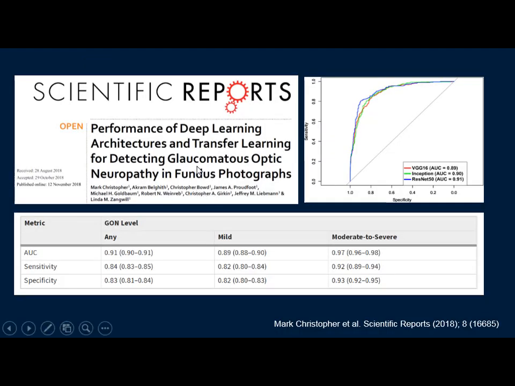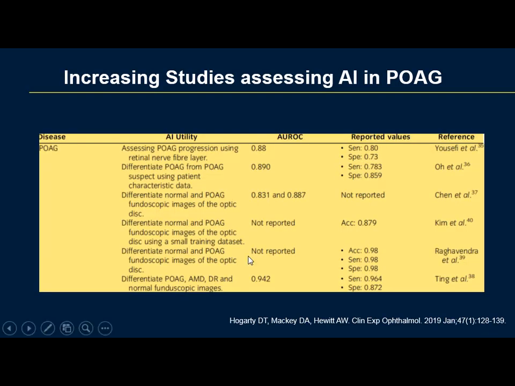So this is one looking with a neural network type approach, and you can see some relatively good areas under the curve, approaching one. So any level of glaucoma, not so good for mild glaucoma, but much better for moderate to severe glaucoma. And here's a number of papers where they've looked at different parameters of glaucoma assessment, various studies with different levels of area under the curve. So obviously approaching one is the best way, or the most accurate way to describe the data, so there are more and more papers in this field.